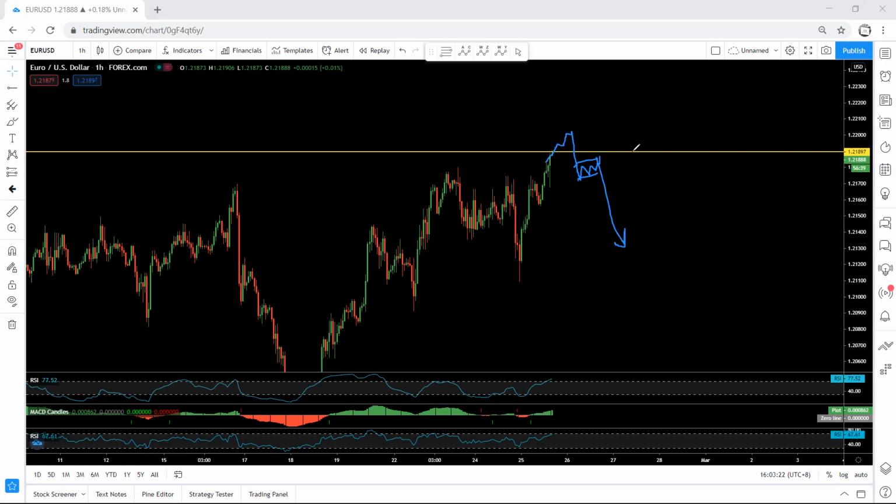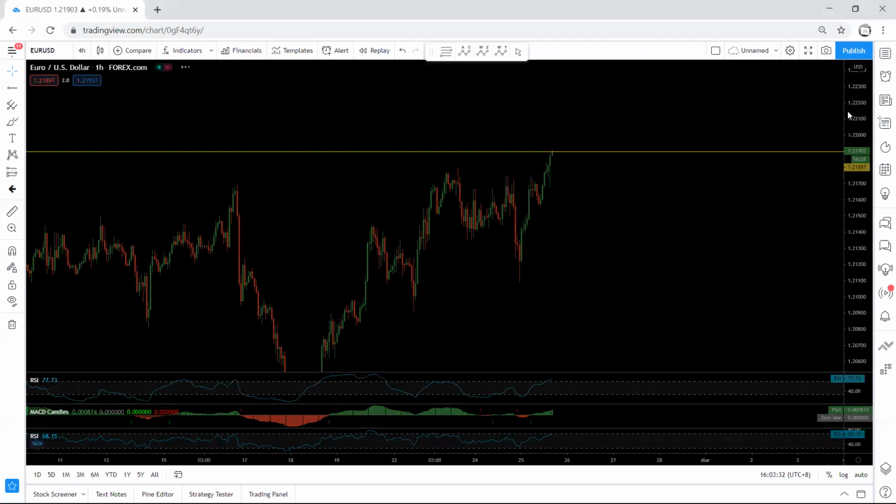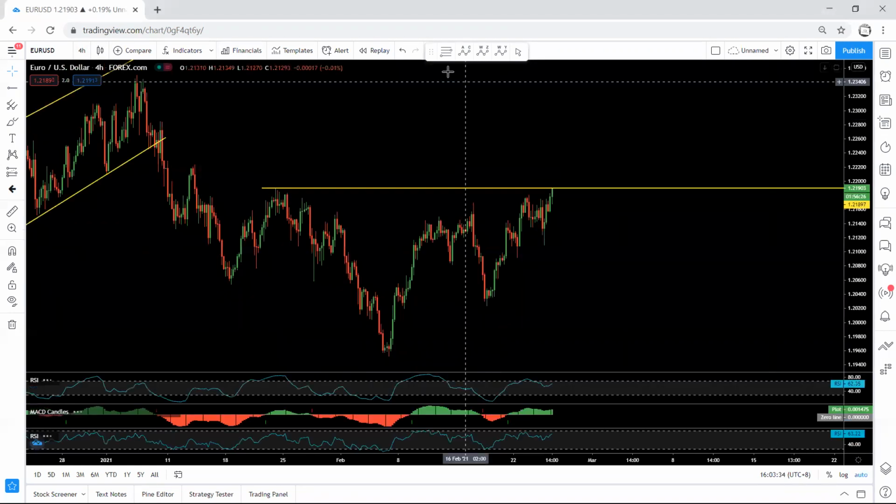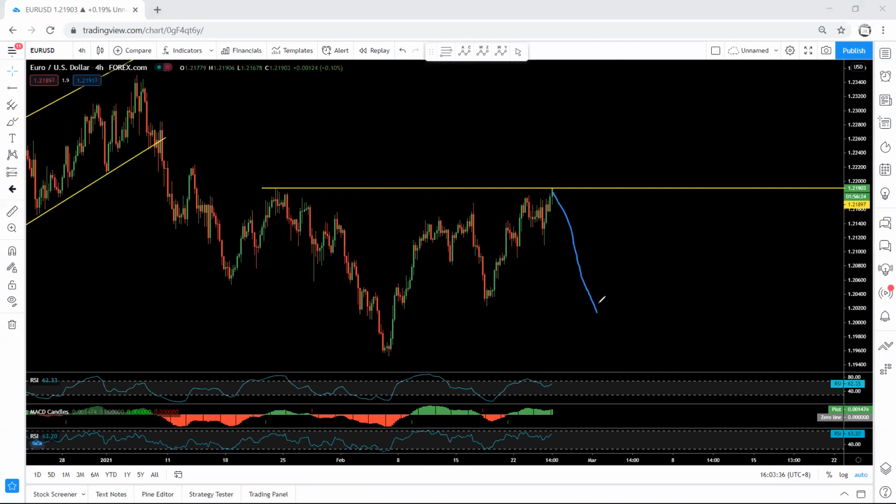Because our stop loss will be at the top, in terms of the risk and reward, even if it drops to this low, it can give us a really good trade. And even if we move to the 4-hour chart, any sell from the top, we can expect the price to retest this low. Okay, that's why if we get the sell setup, in terms of the risk and reward, it can give us a really good trade.